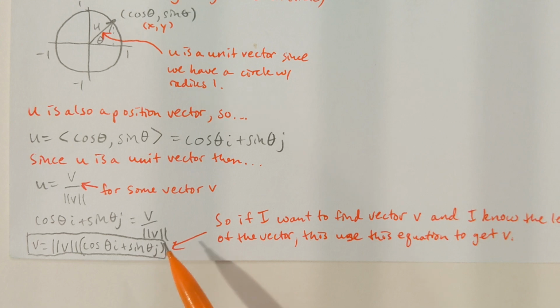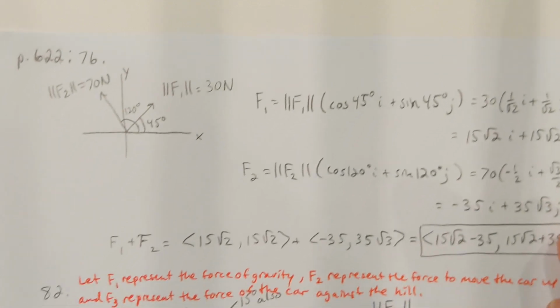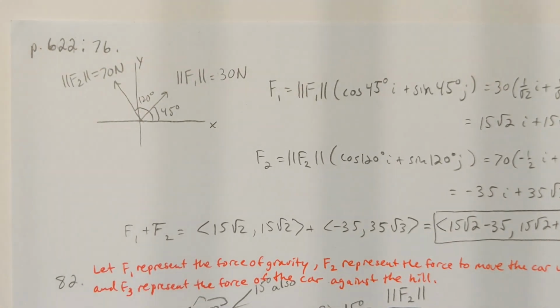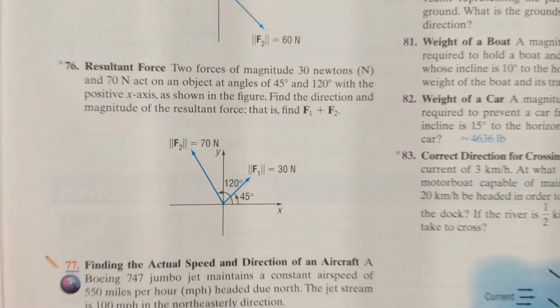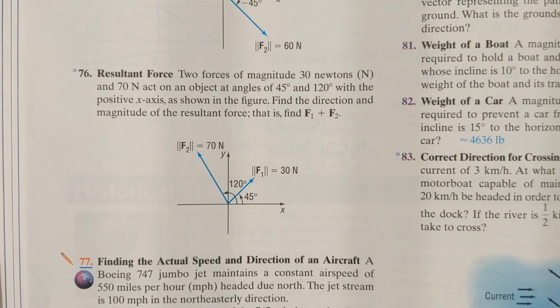Okay, so I had just two examples that I wanted to work through in the book, and then I thought we'd call it good on the topic of vectors. I'm on page 622. Problem 76 is an application problem. Let's take a look at that.